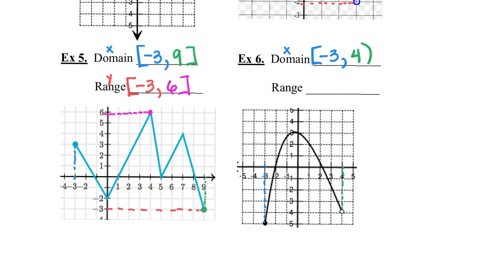Okay, range is the y's. So the lowest y value is way down here, which is -5, and it is a bracket because it's a closed circle. The very highest y value is way up here. This graph goes all the way up to y is 3, and I am going to use a bracket because it passes through that point.